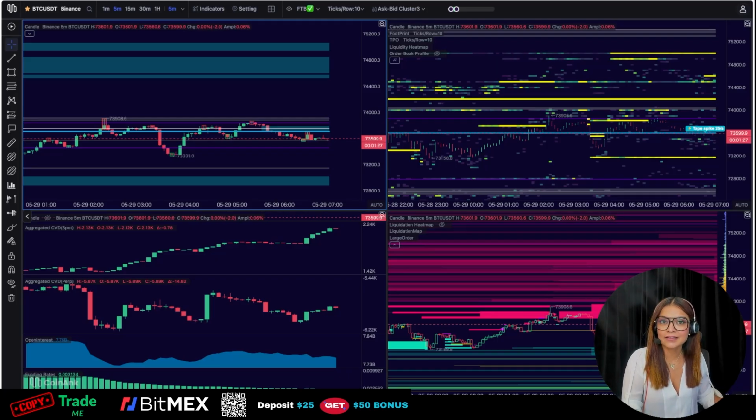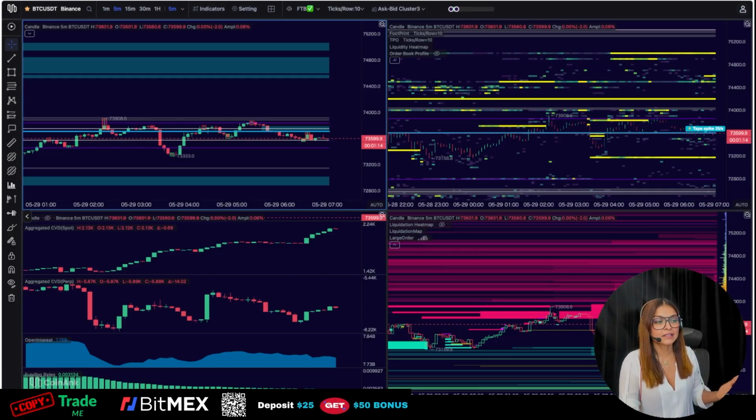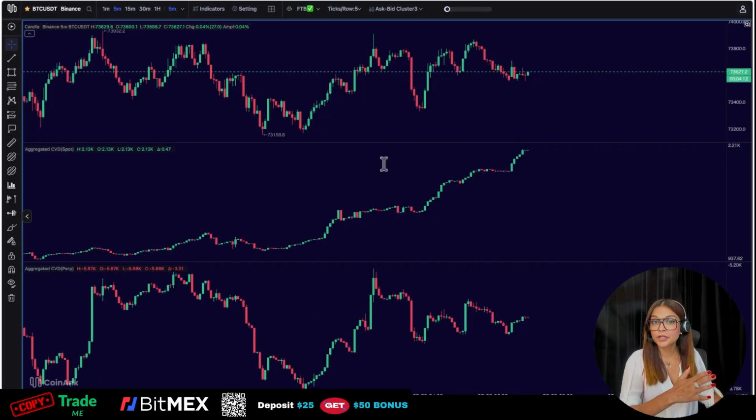So what exactly is CVD, Cumulative Volume Delta? Well, it is the running total of delta over time, and it's plotted in candles, as you can see here. Now, what makes Coinank's version powerful is that it shows the aggregated CVD for spots and perps. It's aggregated over different exchanges. Now, we're going to be using the BTC, Bitcoin chart, on the 5-minute.